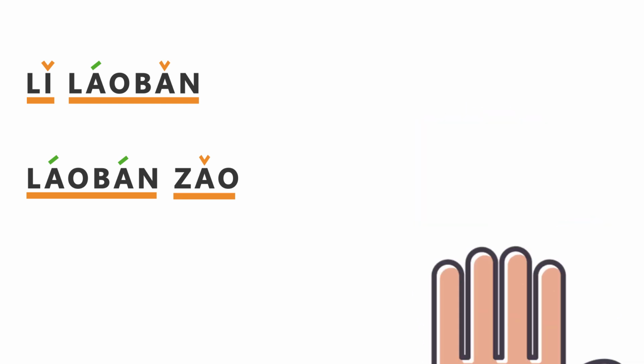老板 Example 2. A double syllable word followed by a single syllable word. 老板早 The double syllable word changes to second and second tone. 老板 The single syllable word doesn't change. 早 This means, good morning, boss.